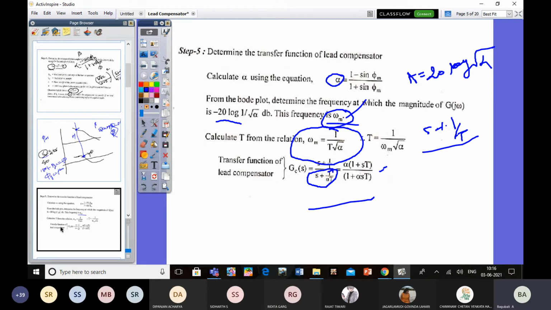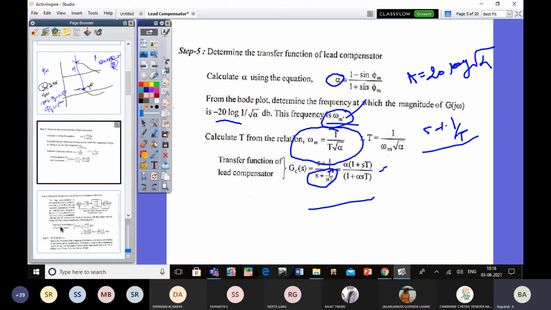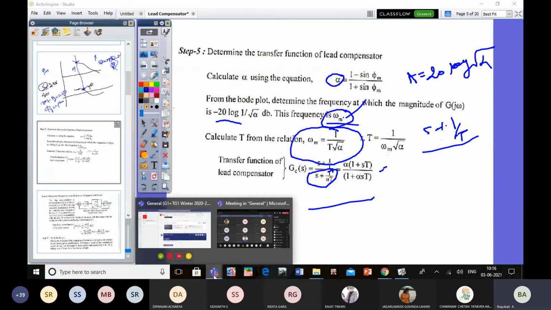How to determine, dear? How to determine the compensated system? Expecting answers from your side. No answers. This is the way you are listening to the class.